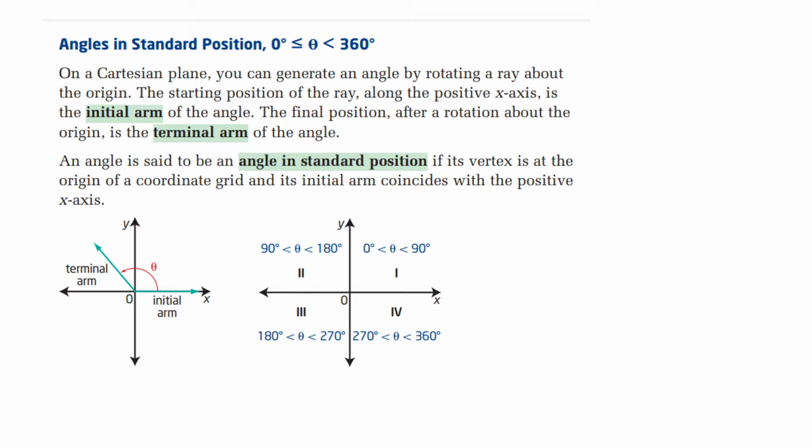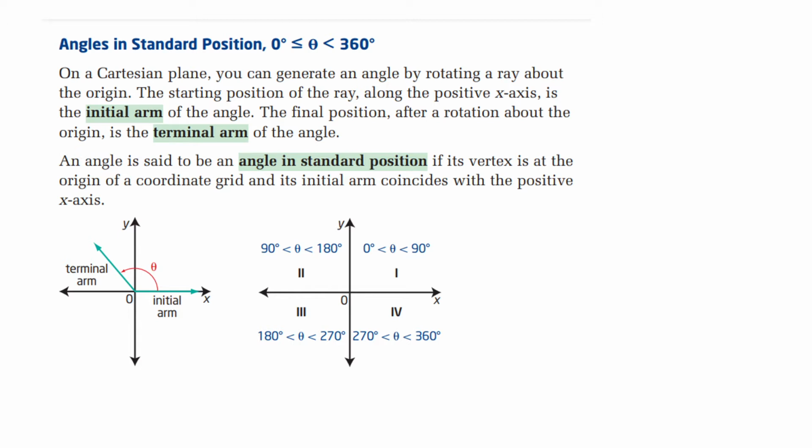So in an xy coordinate, you can generate an angle by rotating a ray about the origin. So here comes some new terms. The starting position of the ray along the positive axis is called the initial arm of the angle. And the final position after rotation about the origin is called the terminal arm of the angle. An angle is said to be an angle in a standard position if its vertex is at the origin and its initial arm is the x-axis.